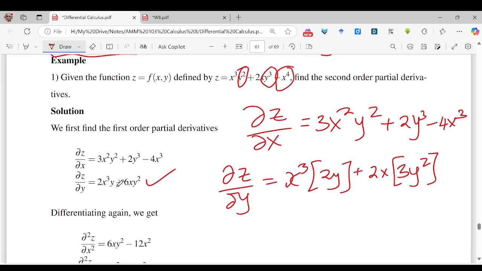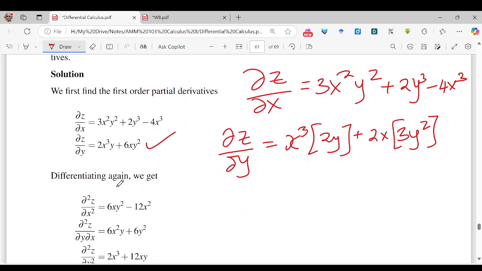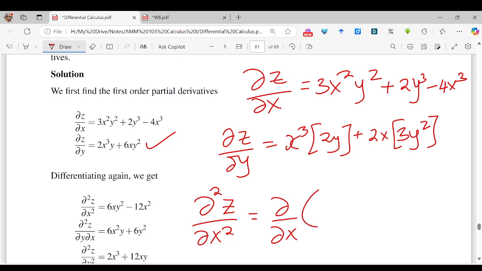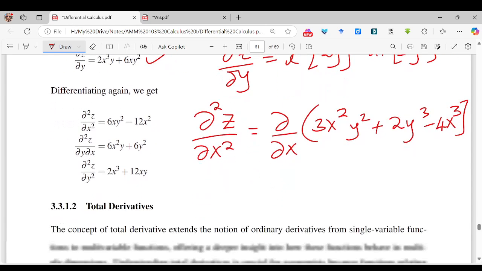Now we take each of these first order partial derivatives and differentiate again, partially with respect to x and partially with respect to y. So if we take the first one, we want to find the second order partial derivative of z with respect to x twice. This is the same as the partial derivative with respect to x of 3x squared y squared plus 2y cubed minus 4x cubed. So the assumption is that x is the variable, y is a constant.